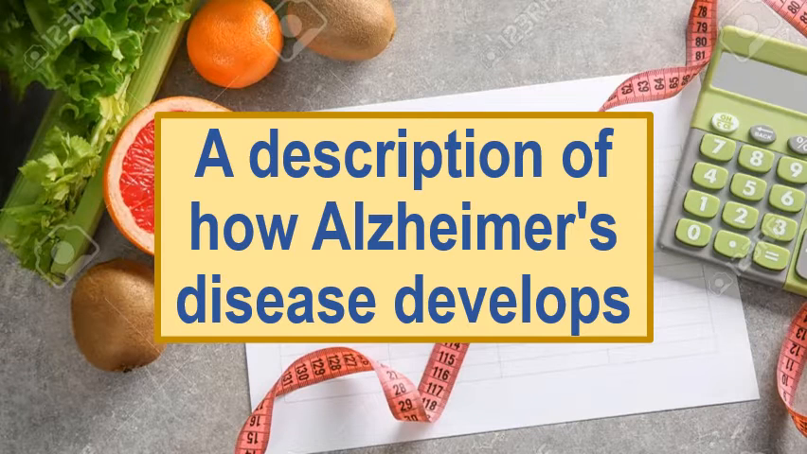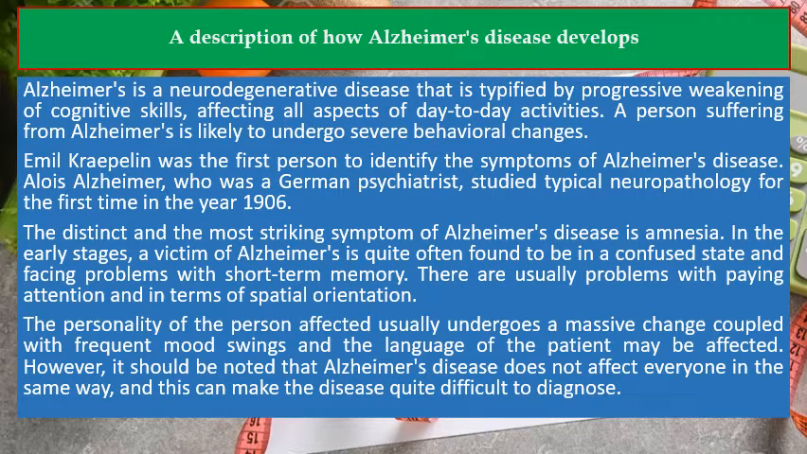A description of how Alzheimer's disease develops. Alzheimer's is a neurodegenerative disease that is typified by progressive weakening of cognitive skills, affecting all aspects of day-to-day activities. A person suffering from Alzheimer's is likely to undergo severe behavioral changes. Emil Kraepelin was the first person to identify the symptoms of Alzheimer's disease.